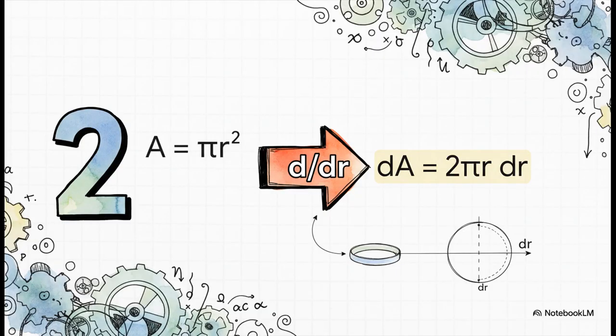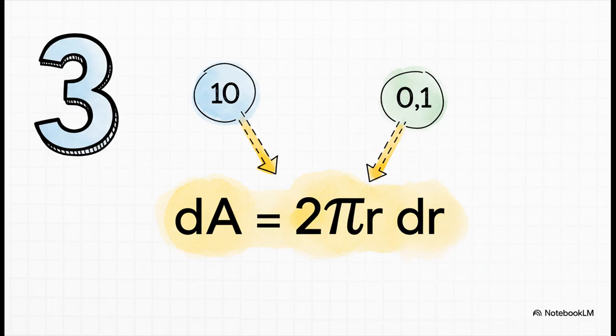Step 2 is finding the differential. We take the derivative of our area formula. So the derivative of pi r squared is 2 pi r. This gives us our amazing relationship. dA equals 2 pi r times dr. See what that does? It directly connects a little change in the radius, dr, to the resulting little change in the area, dA. And now for the final step, number 3, we just plug in what we know. The radius, r, is 10, and that potential little error in the radius, dr, is 0.1.